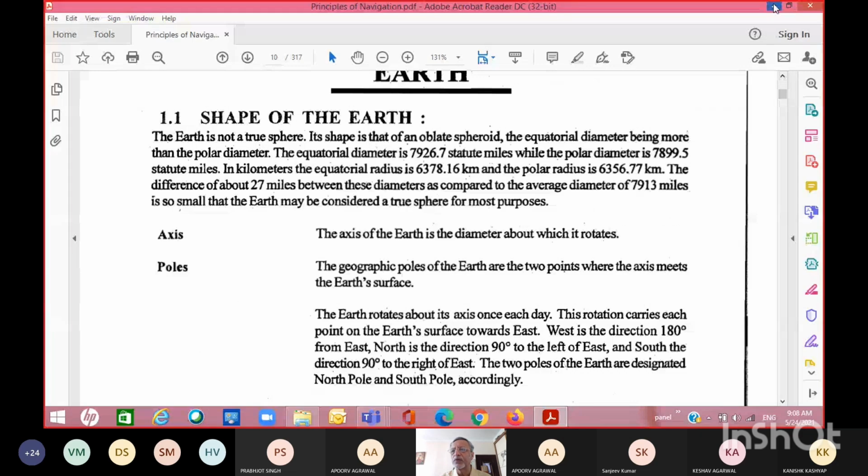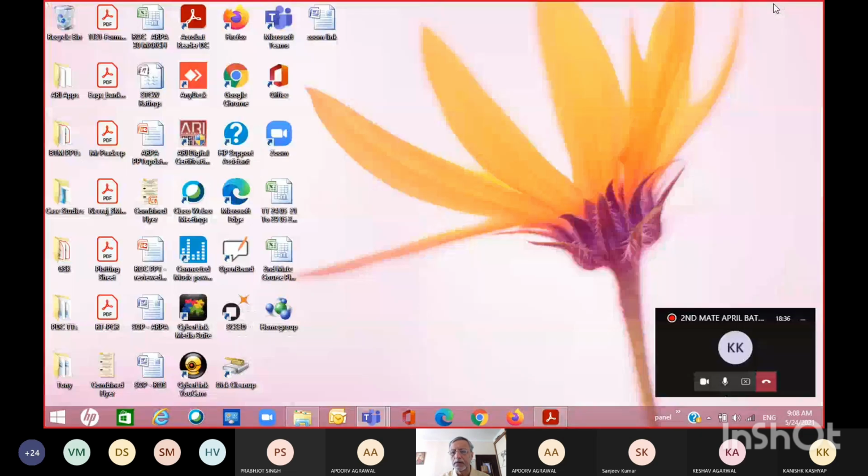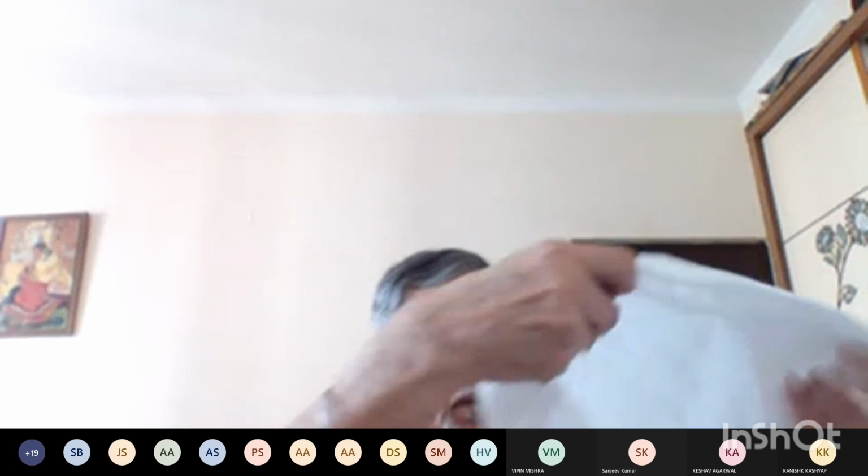So we all know the shape of the Earth. Is it a complete sphere or not a complete sphere? Not a complete sphere, sir. How bad does it look, I mean, as a sphere? Oblate spheroid.